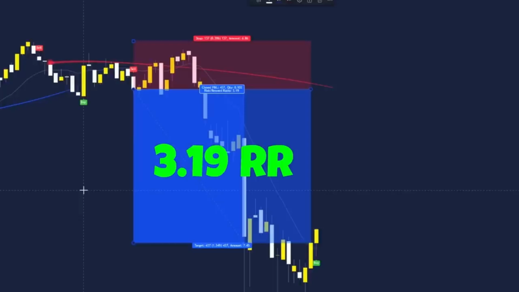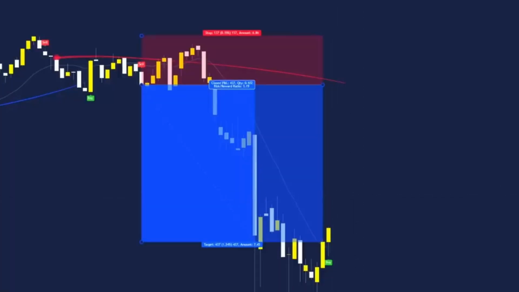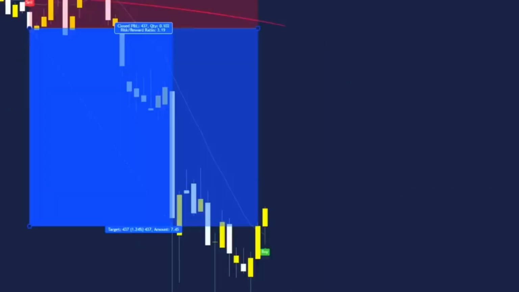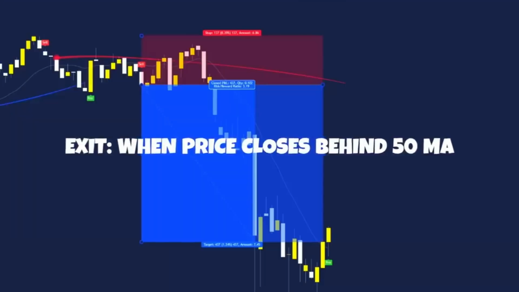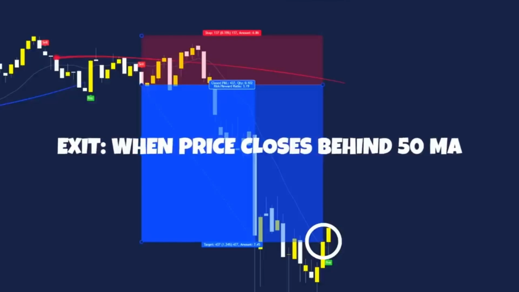risk to reward ratio. We achieved this risk to reward ratio by waiting for the candle to respect the moving average line, the grey 50 line behind the candles, and for our exit strategy we are waiting for price to cross up again and close above that 50 moving average line.